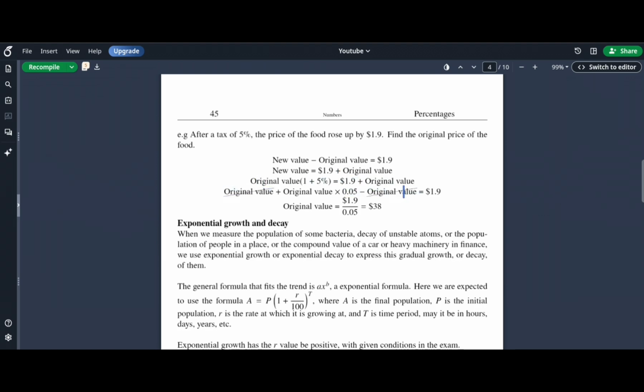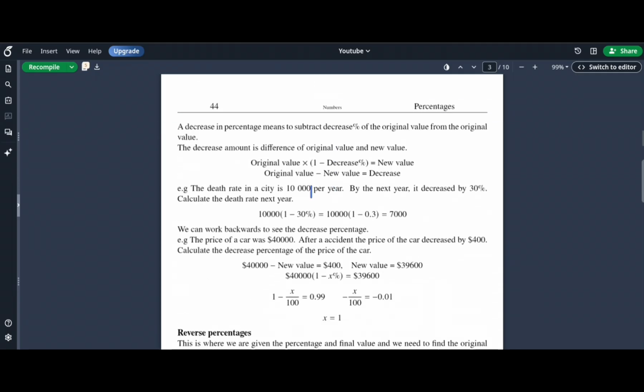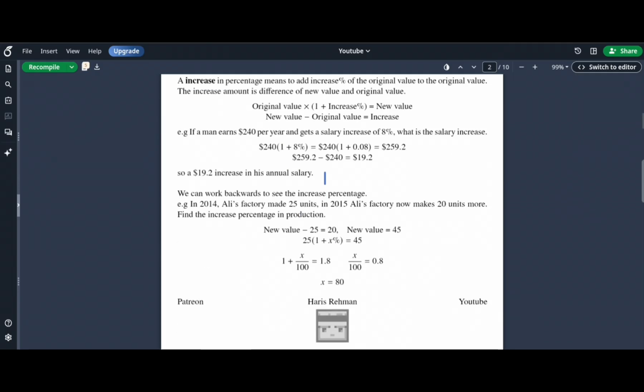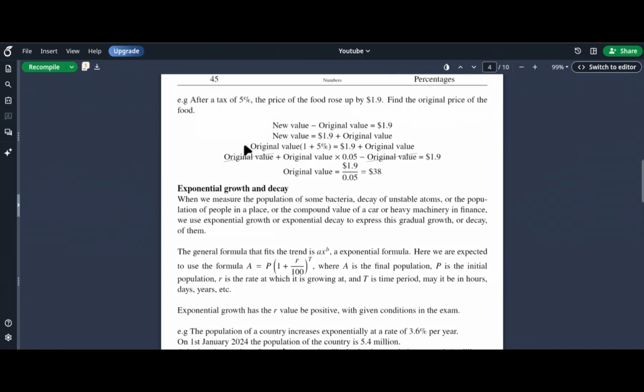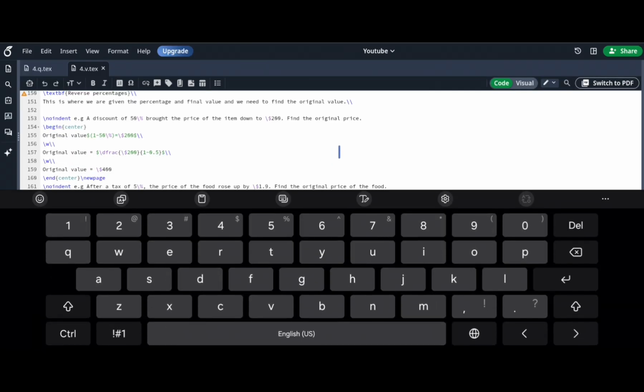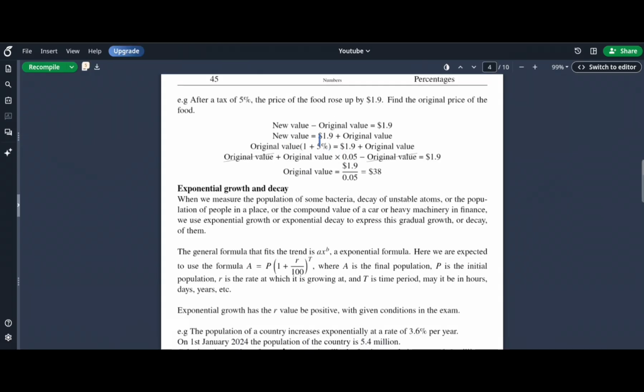We plug it into the formula. What is it? This similar formula. Yeah, this one. We plug it into this formula. We rearrange this to get the new value. What is the new value? Increase plus the original value, and we equate it. I hope you guys can see this. Original value plus the increase percent is equal to the increase amount plus the original value. What are we asking ourselves? Original value. What is 5?